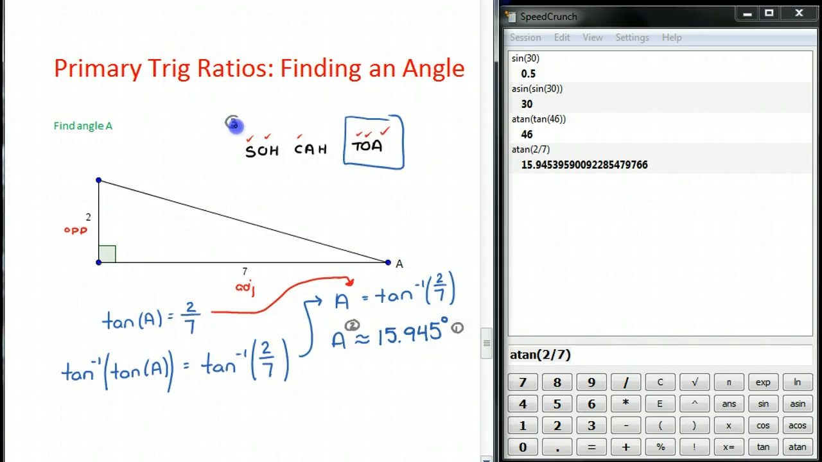As we do more of these problems, we want to get away from having to write down this little aid here. We want to get to the point where we can do it in our head and go right to this step here. But again, initially, it's okay to do this to get the idea.